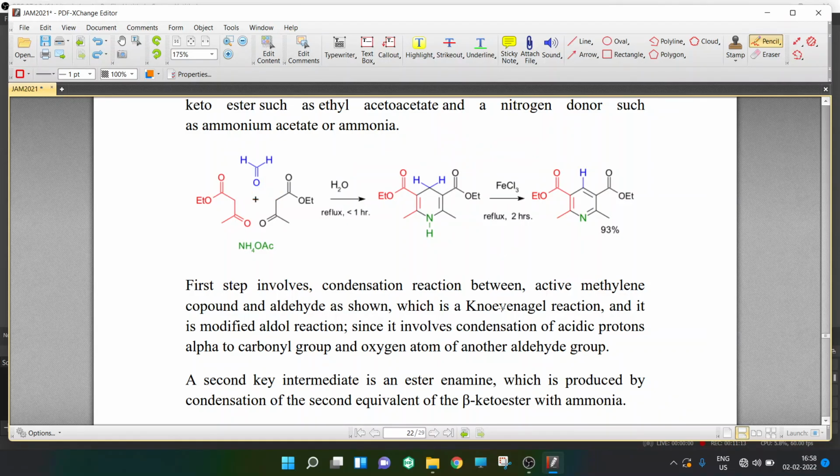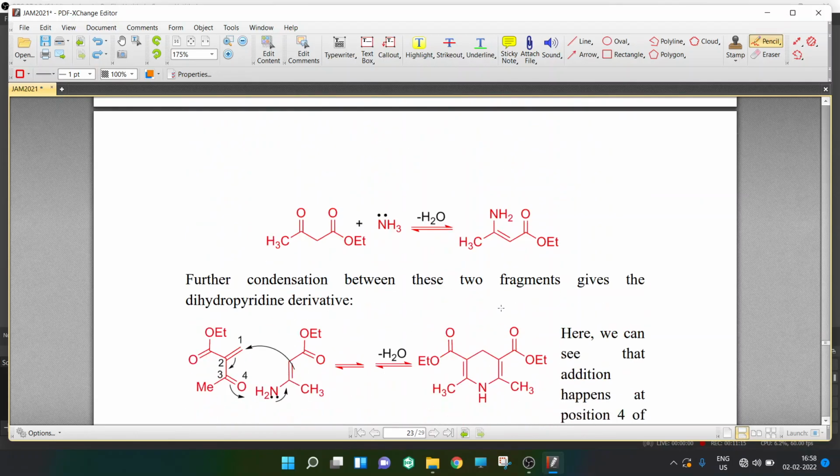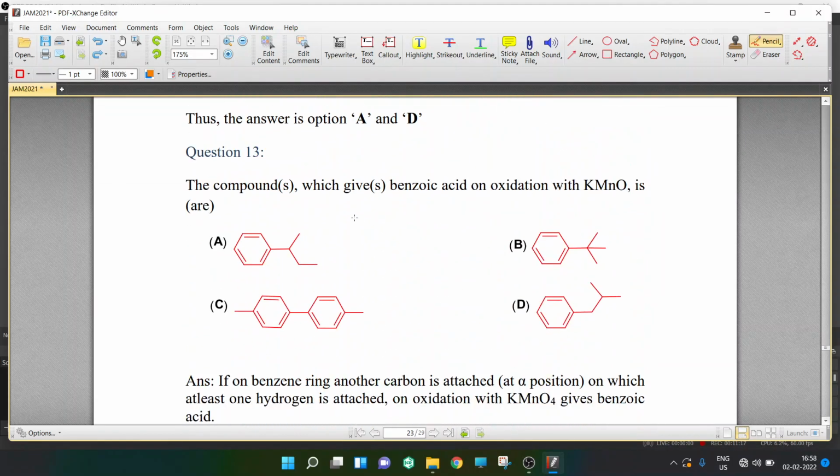Okay. So let's move ahead to the next one. It says the compounds which give benzoic acid on oxidation with KMnO4. So this is very simple.